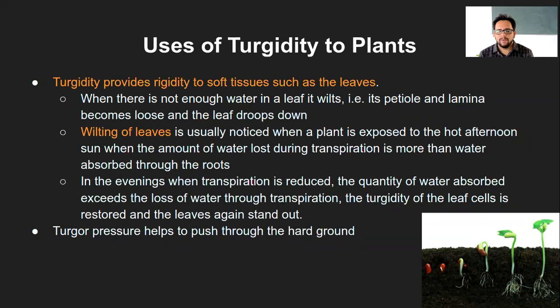And one more point, the last one which we had already seen: turgid pressure also helps to push through the hard ground even though it is very soft tissue at the tender age. So that is the first point, turgidity providing rigidity to the softer tissues. Any question here?